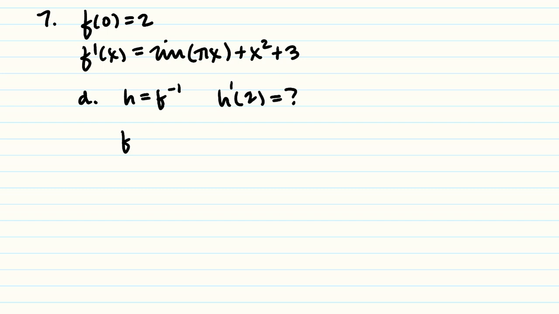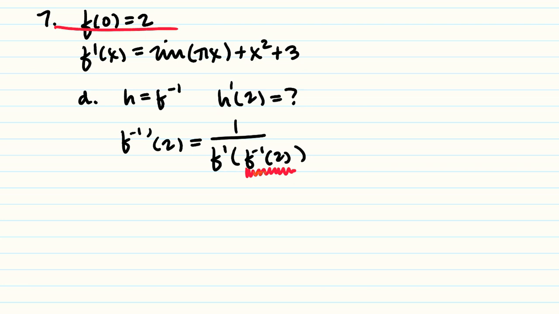So this is f inverse prime of 2. I know the formula. No, that's not how it starts. 1 over f prime of f inverse of 2. I just need to figure out what f inverse of 2 is. f inverse of 2 is, where does f of x equal 2? I found it. x equals 0. So this is equal to 1 over f prime of 0.